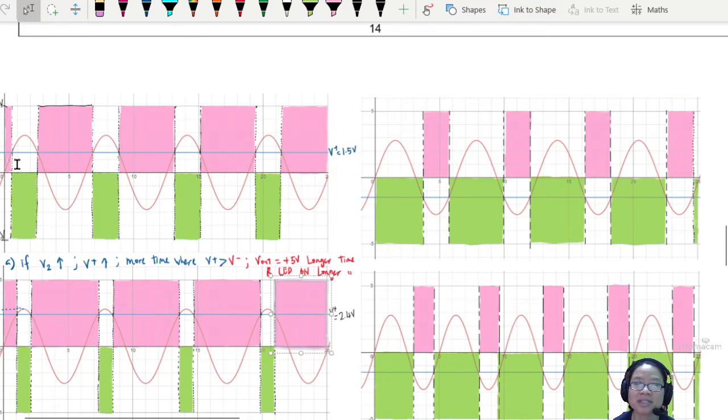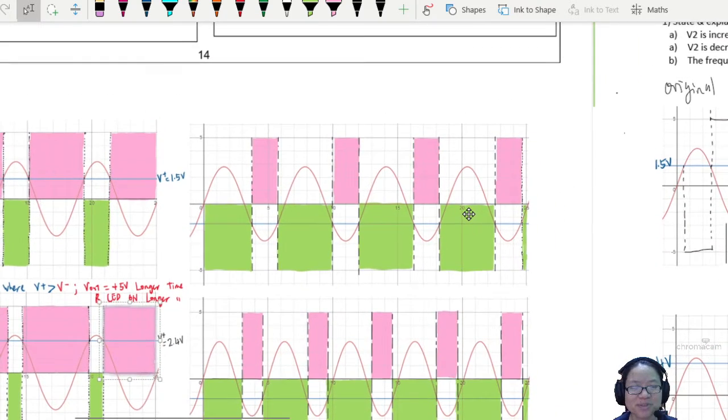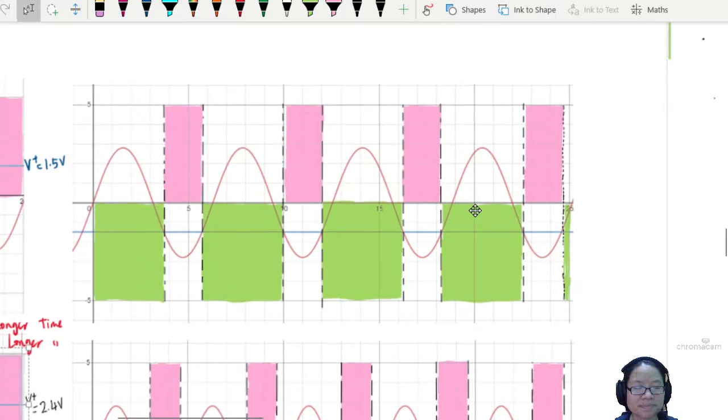So you can compare this one here. This part is supposed to turn on red, but this part is now green. Okay, so when the green and red turn on, will be inverted. Very nice. Okay, so for this one, this is part C.